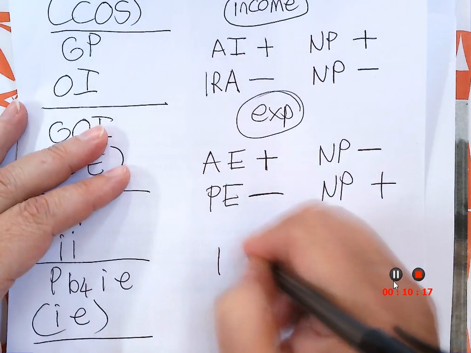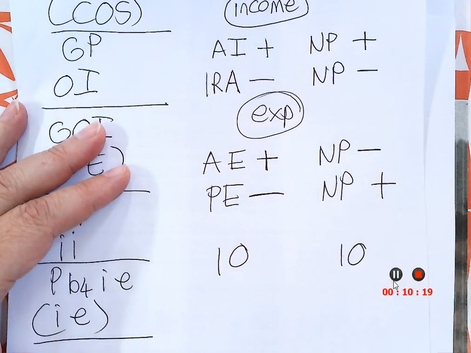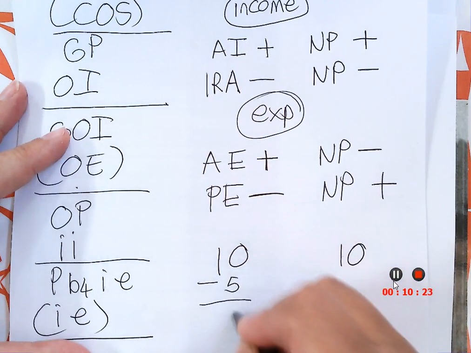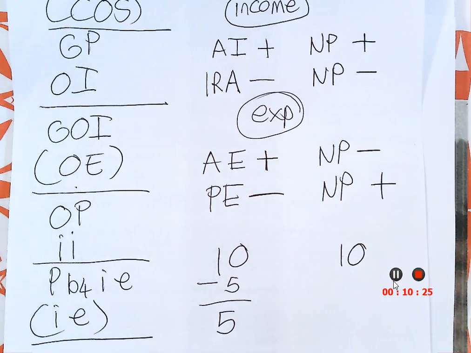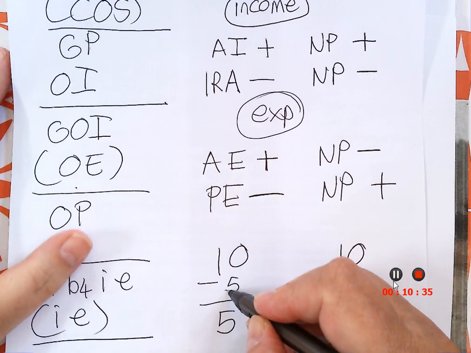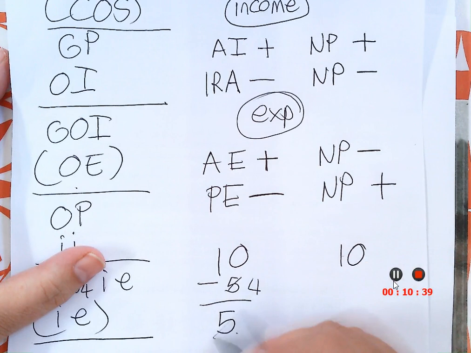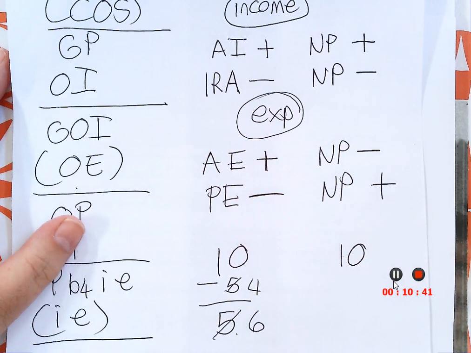Let me show you an example. Let's say my net profit is 10 Rand. I subtracted 5 Rand expense, so my profit is 5. Now I say to you, oh, the expense is actually not 5, it's 4. So this is 4. What's happening here? You see what's happening?